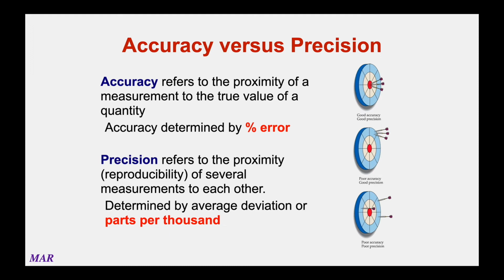Precision, on the other hand, refers to the proximity or reproducibility of several measurements to each other. So if your three darts are close to each other, that would be like making three measurements that are very consistent. They have approximately the same values. We can figure out how precise measurements are by using something called parts per thousand, which is a variation of what's called an average deviation. We will use percent error and parts per thousand in lab to tell how accurate and precise our measurements are.